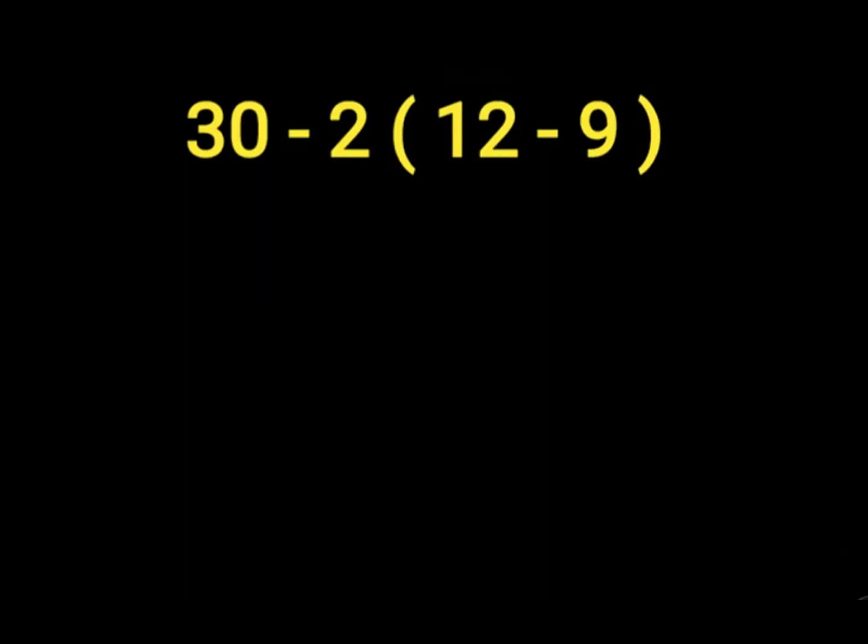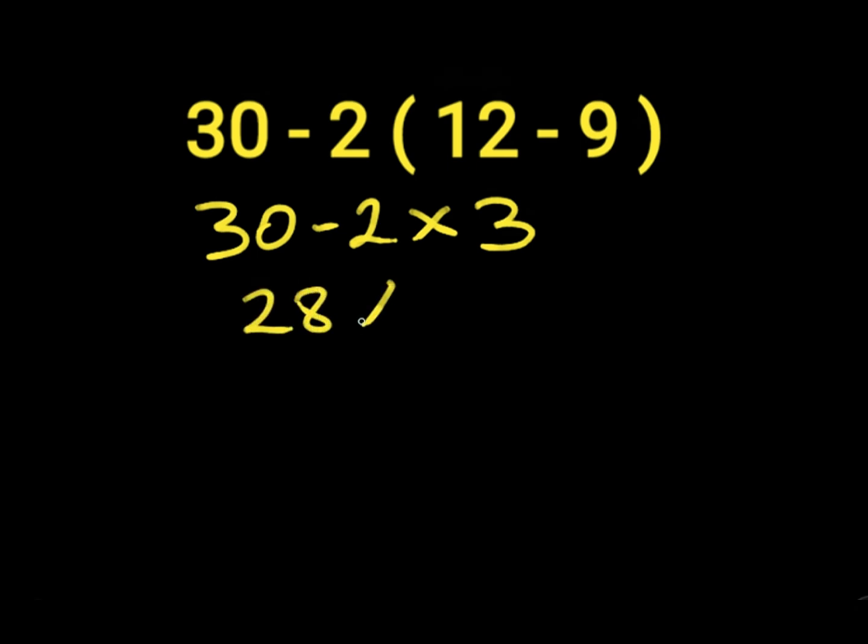30 minus 2(12 minus 9). In our parentheses, we have 12 minus 9. 12 minus 9 will give us 3. Then we have 30 minus 2 times 3. 30 minus 2 will give us 28. Then 28 times 3 will give us 84.